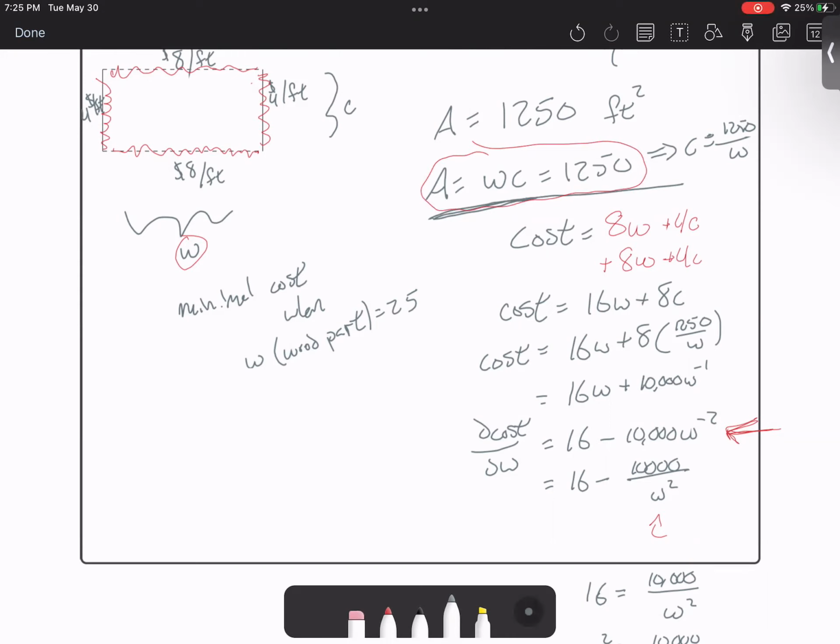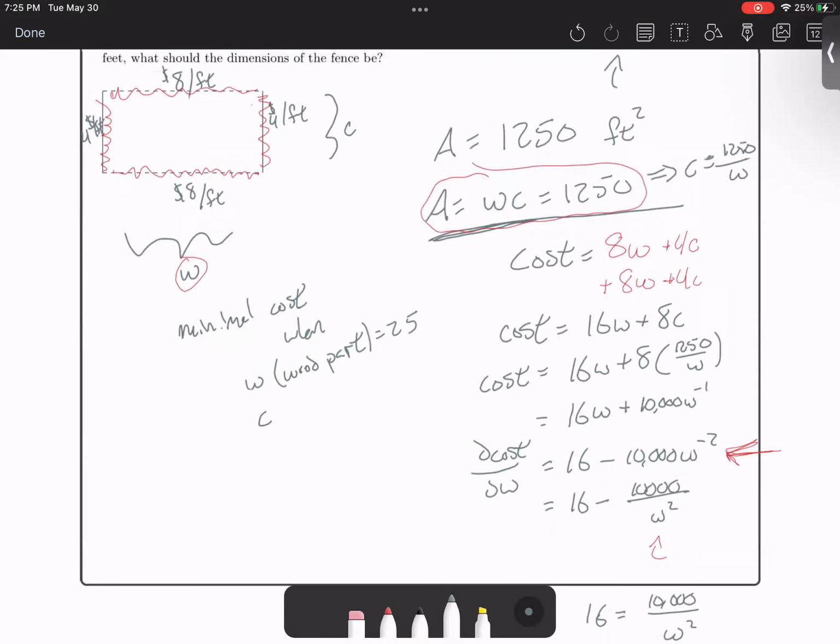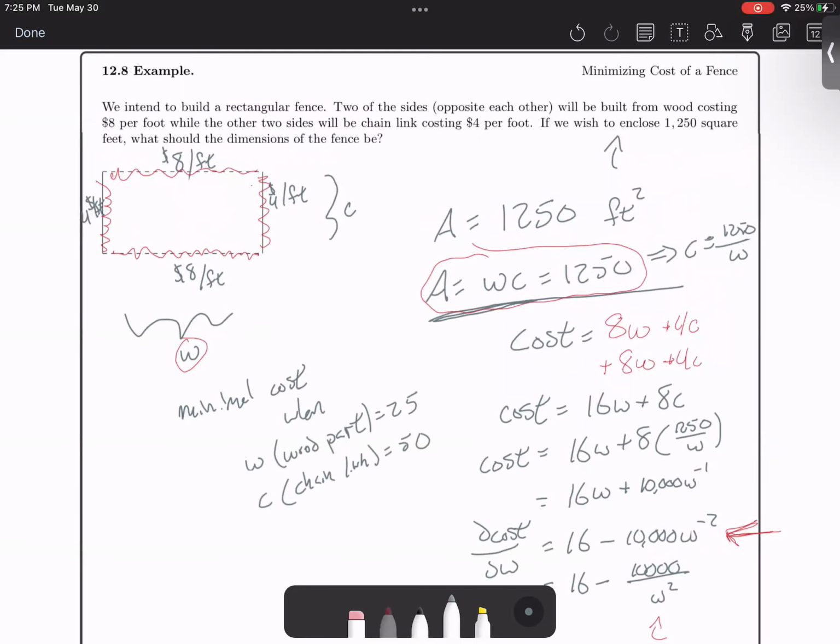So my, what did we call the chain link? C. And that kind of makes sense, right? Because it was twice as expensive to build wood as it was chain link. So you should spend half of the length on wood that you do on chain link.